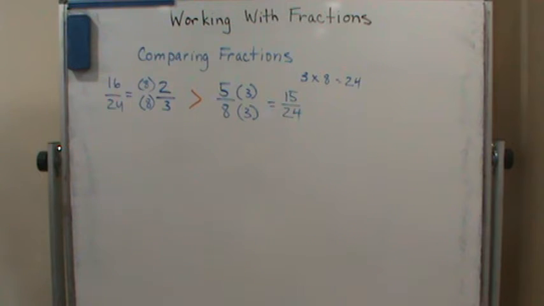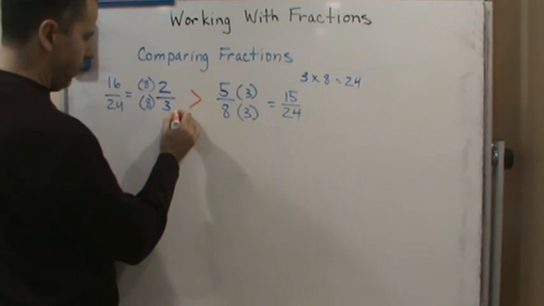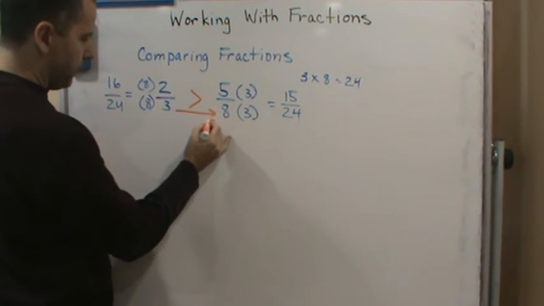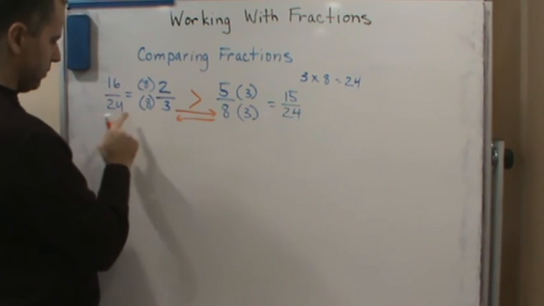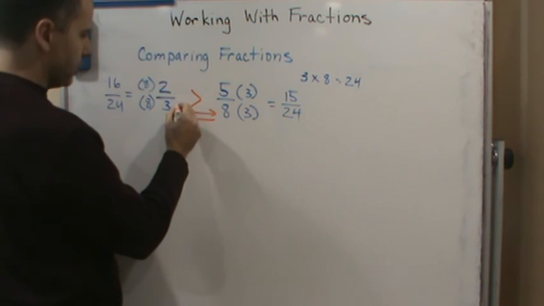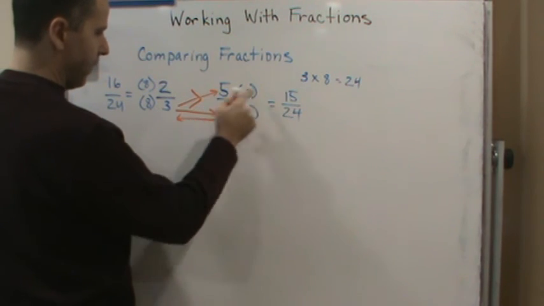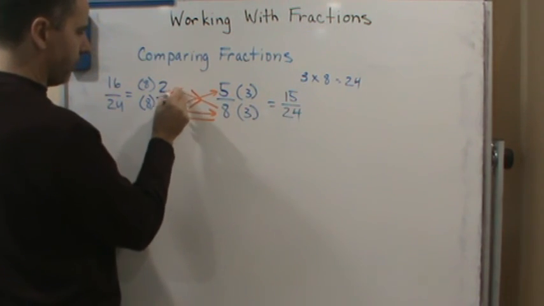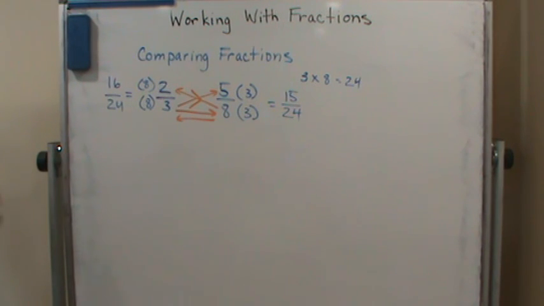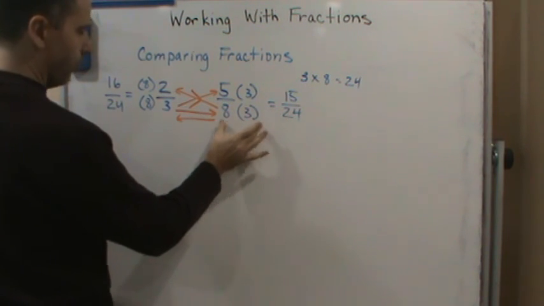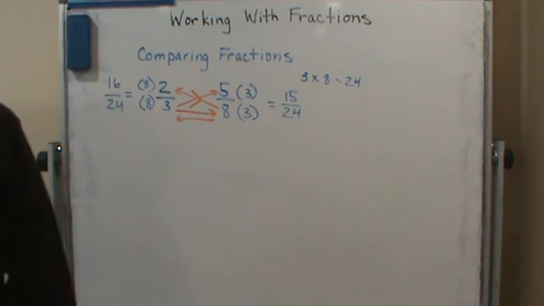And by the way, this is what I call the rule of 4. If I multiply across this way, I get 24, and if I multiply across this way, I get 24. Then if I multiply across this way, I get 15, because 3 times 5 is 15. And if I multiply across this way, 8 times 2 is 16. So you can also use what's called the rule of 4, but it's based on just getting equivalent fractions that have the same denominator. That's it.